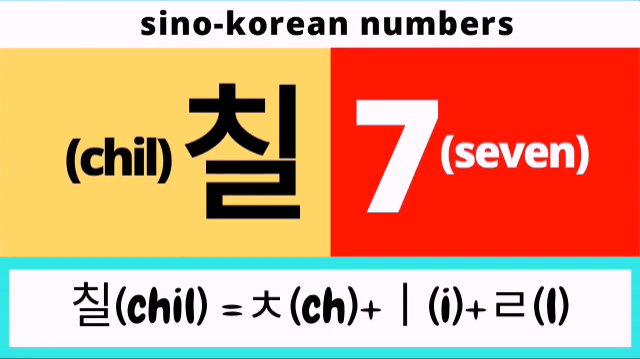How do we spell it in Hangul? Let's start by drawing a chiyut character, followed by an e character, followed by a real character. And then we just have to combine this to form the Hangul of the word chil, which is number 7.